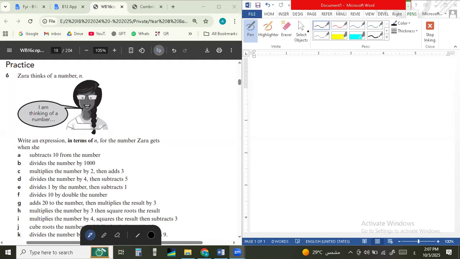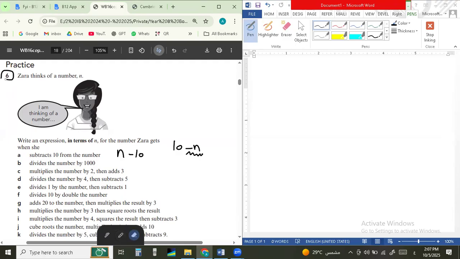Okay, so we're going to start here with question number 6. Zara thinks of a number, and we'll say this number is n. Write an expression in terms of n for the number Zara gets when she subtracts 10 from the number. We agreed subtracts 10 means minus 10. So from the number n, it is n minus 10. You cannot say 10 minus n, because that way you subtracted the number from 10, but subtracting 10 from the number is n minus 10.